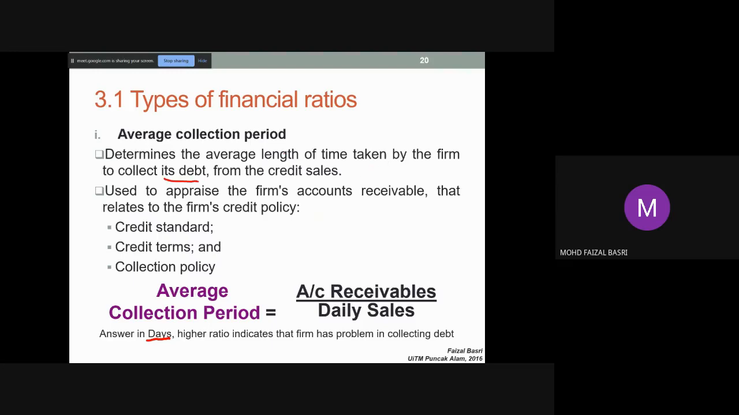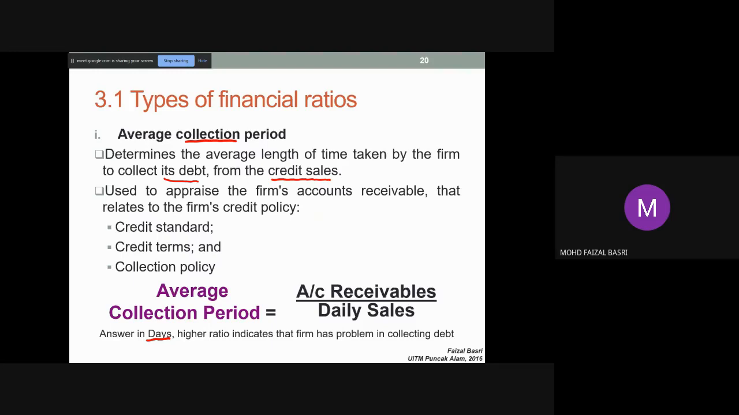Okay, so this is basically about collection. How fast the company can do their collections, especially when they do credit sales. Because companies sometimes, ataupun they split between cash sales and credit sales. So there are portions where customers bayar cash, there are portions where customers akan hutang. All right, so here you want to measure how fast the collection of the company is.